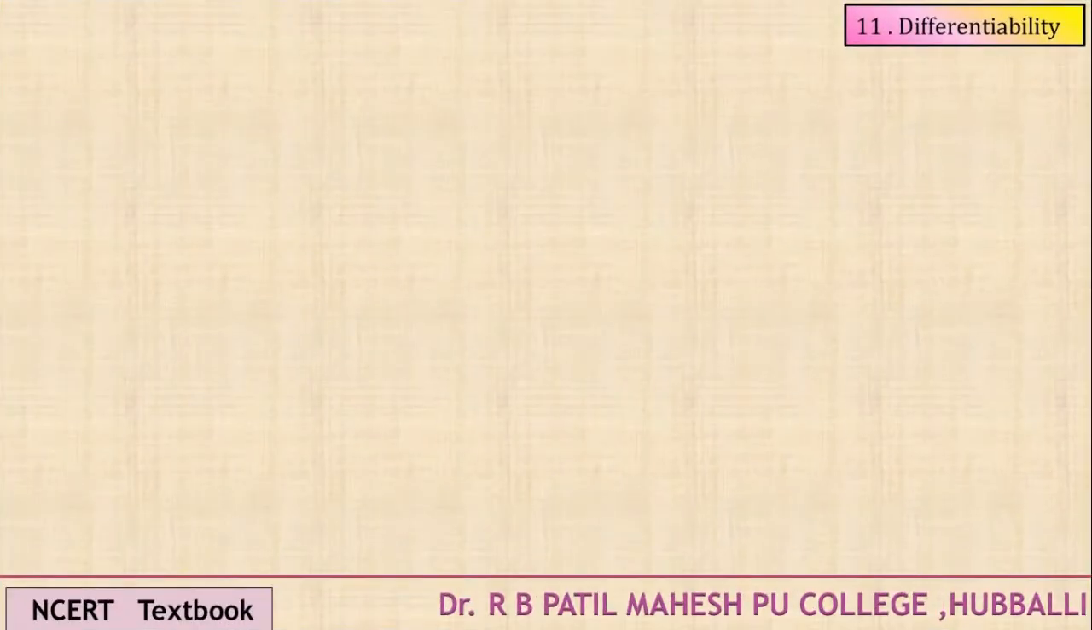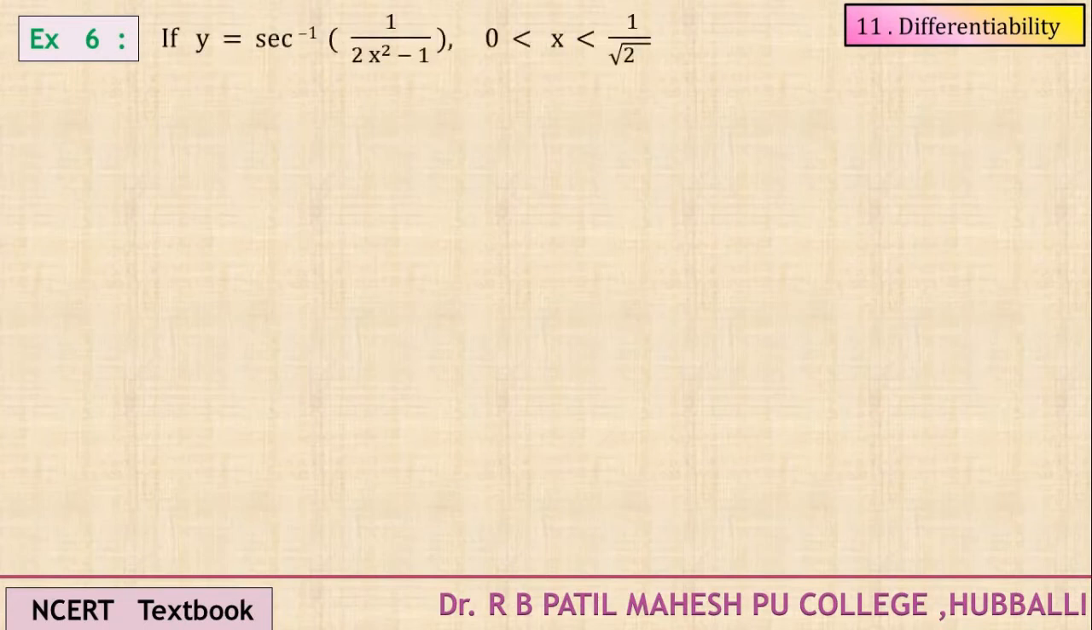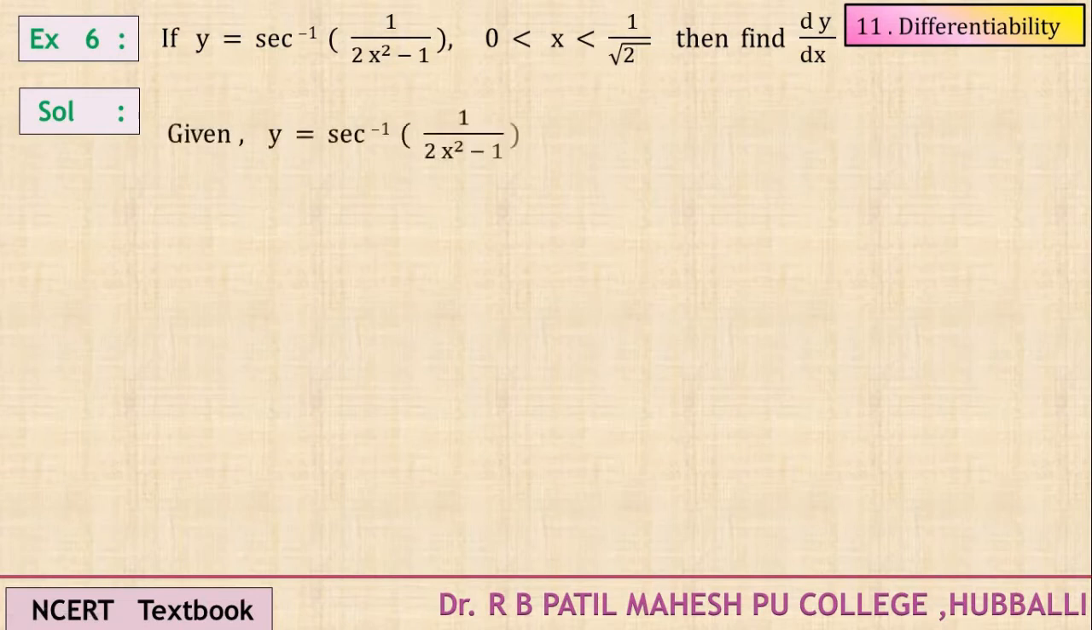Okay, next example. This is from the NCERT textbook. Almost all the examples are from the NCERT textbook only. If y is equal to secant inverse of 1 divided by 2x square minus 1, and x is less than 1 by root 2 and greater than 0, then find dy by dx. So this is also a composite function, but the variable is in standard expressions. Therefore we find dy by dx using substitution.